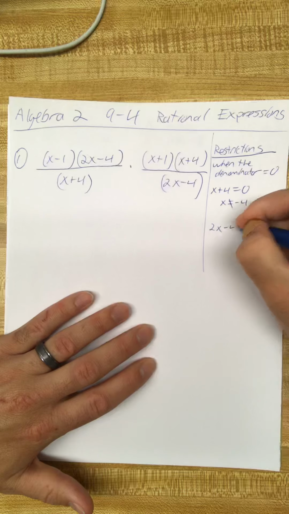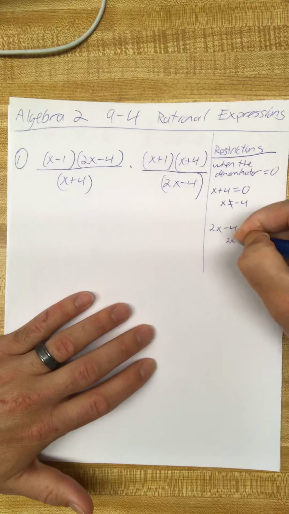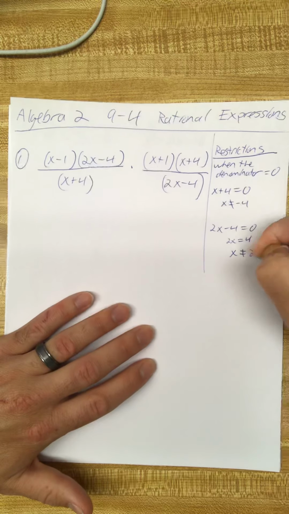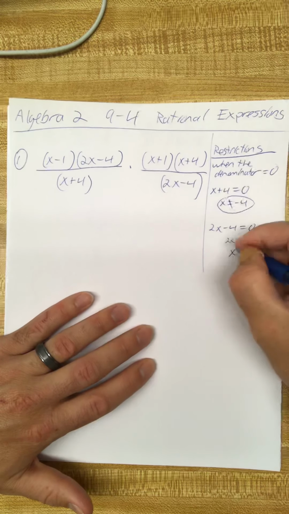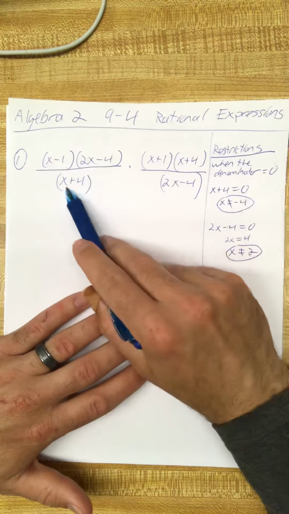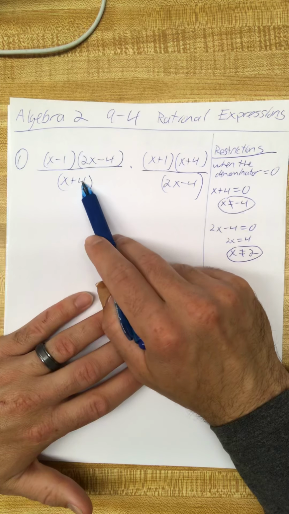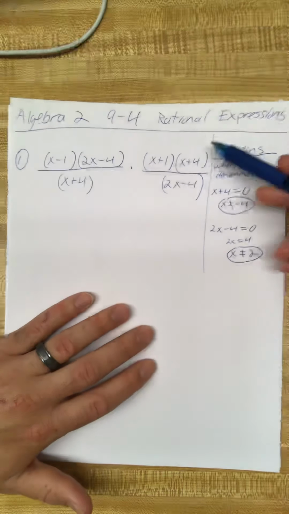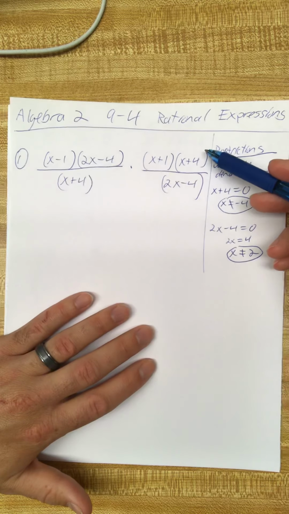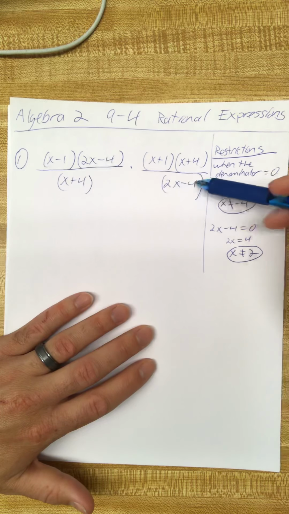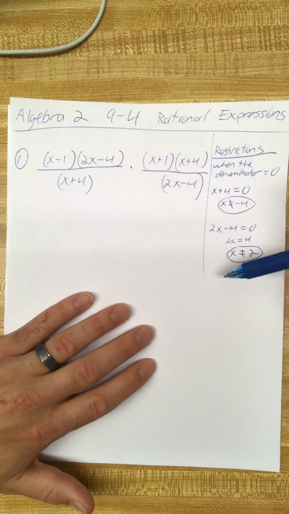And then 2x minus 4 equals 0, so you get 2x equals 4. So x cannot equal 2. So those are your two restrictions. Because again, if I put negative 4 in here, negative 4 plus 4 is 0, you're going to have division by 0. Again, if you don't believe me, type in something like 8 divided by 0 in your calculator. It's going to tell you domain error. It doesn't work. Over here, if I put 2 in, 2 times 2 is 4. 4 minus 4 is 0. You get 0 in the denominator.